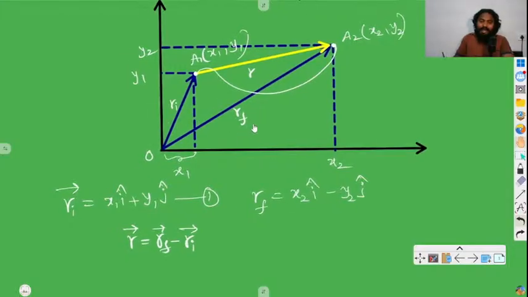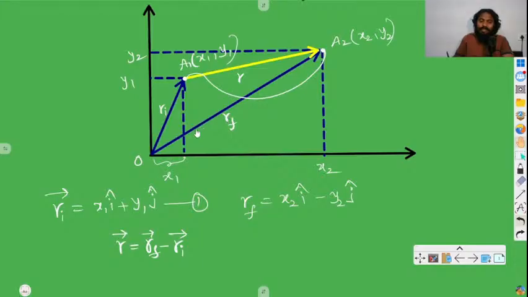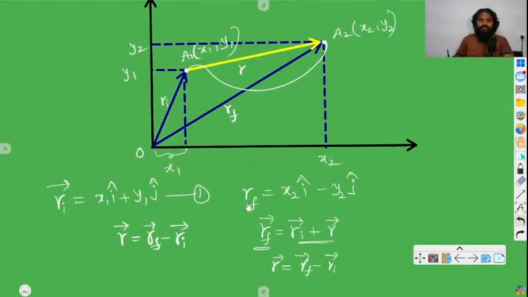Here, if you observe carefully, RF is closing the triangle tail to tail and head to head. So by using the triangle of vectors, I can write RF bar is equal to RI bar plus R bar. The sum of these two is RF bar. So from this you can also get R bar is equal to RF bar minus RI bar. This is the formula for displacement. Hope it is clear.